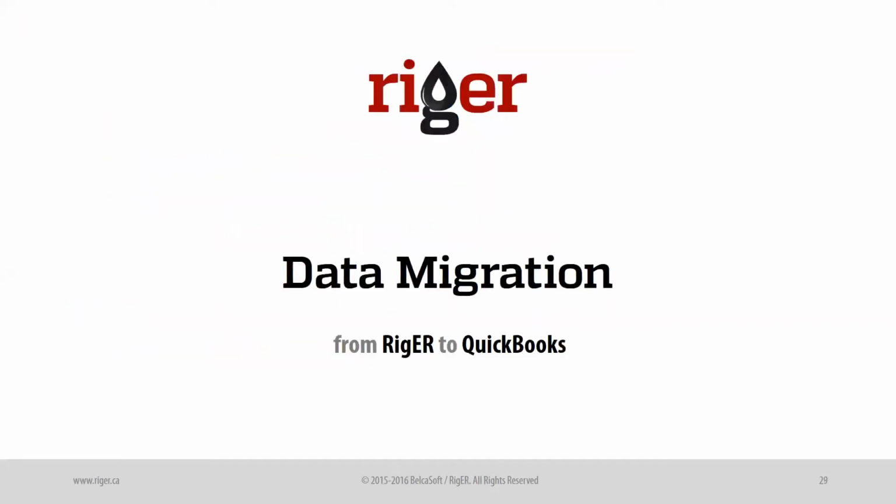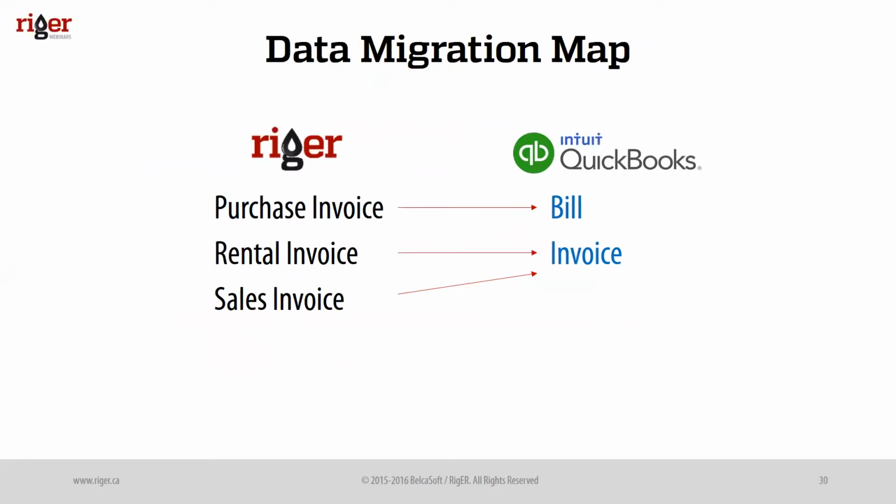So, data migration from RigER to QuickBooks. As I already said, we send from RigER the purchase invoices, rental invoices, and sales invoices that you generate in this program to QuickBooks or Sage. In QuickBooks, we have bill and invoice. It's just a slightly different name for the document, but in essence it's pretty much the same.